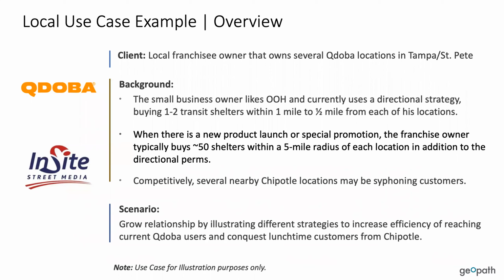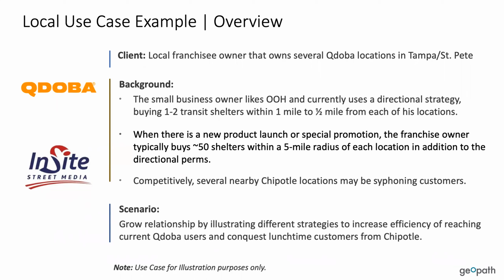So he typically buys 1 to 2 transit shelters within a mile to half-a-mile radius around each of his locations. And these are perms. So he has those, he likes them, uses them, and we'll set up that situation. But whenever there's a new product launch or a special promotion, he typically buys more, right? Wants to blanket the market a little bit more and really expands that radius up to about 5 miles around his locations. And given the locations of the Qdoba locations, that 5-mile radius is pretty good at blanketing the market.